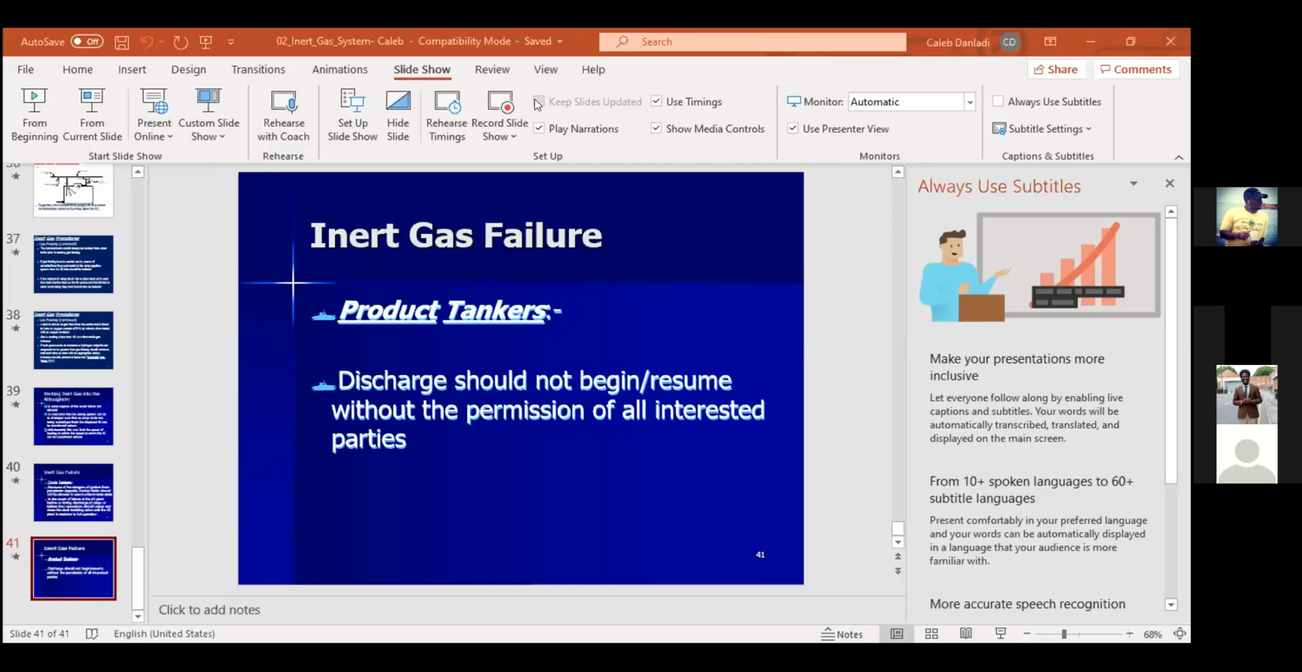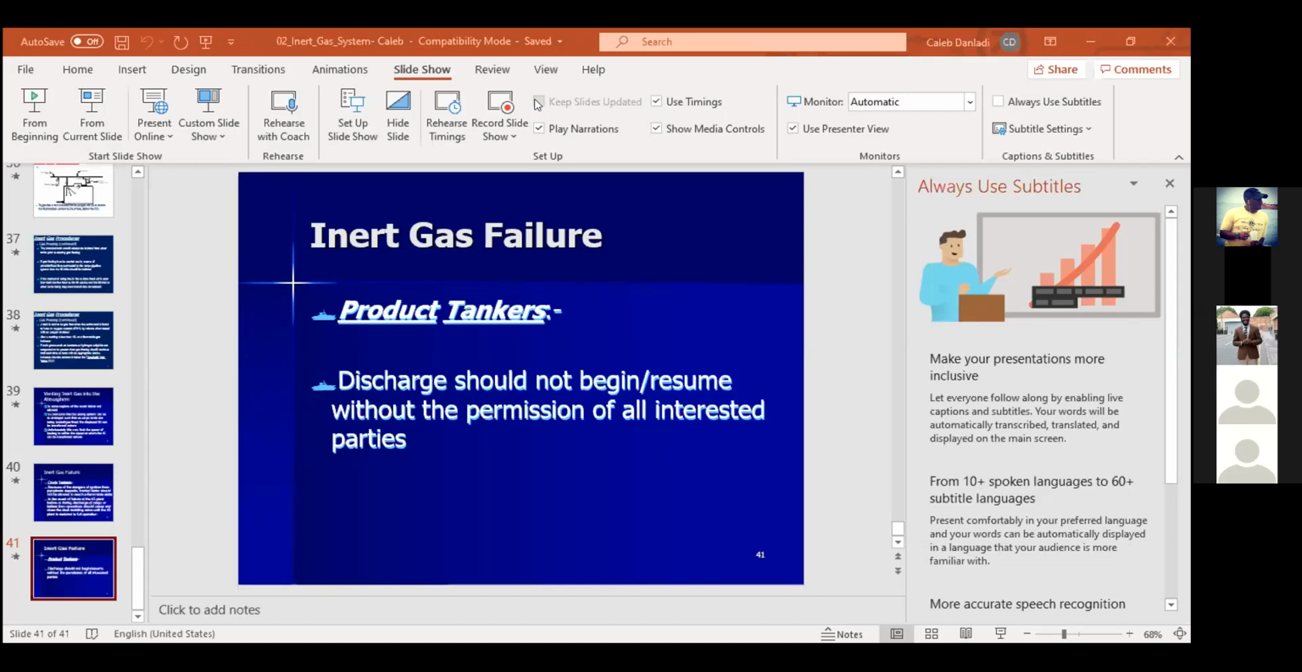Umar, you can unmute and ask your question or add your contribution. Okay, mine is a question. He made mention of inert gas supplied from ashore. I want him to throw more light on that, please. I want to really understand the process, and why and how it is supplied from ashore.